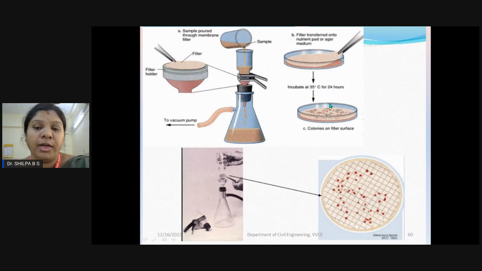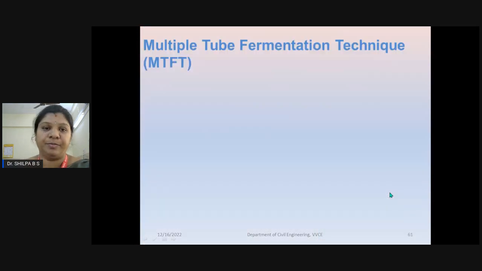If we don't find any colonies over that filter paper, then we can incubate for a further 24 hours, that is, up to 48 hours we can wait. And then if we find dots like this, which we call colonies, we can count them, and each dot we will consider as a colony forming unit. So we will express whatever number we got as CFU per 100 ml.